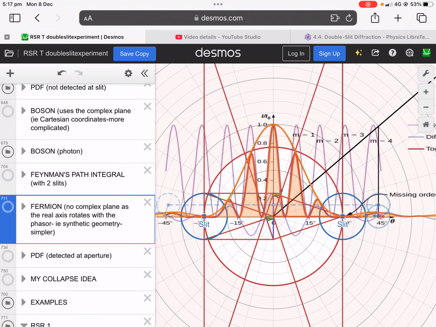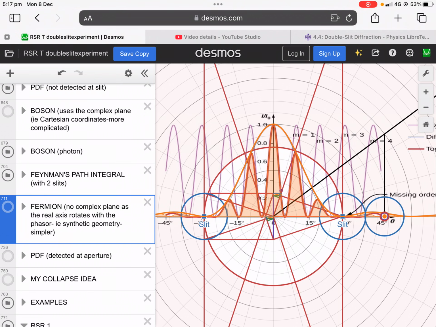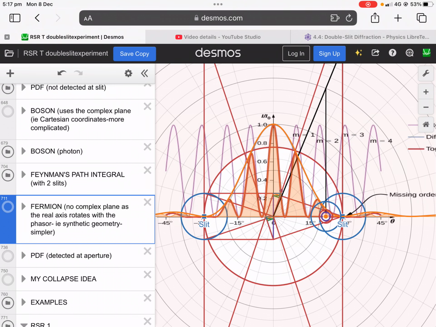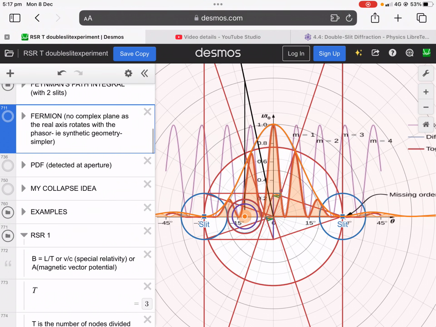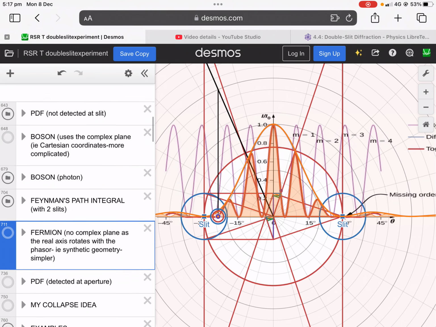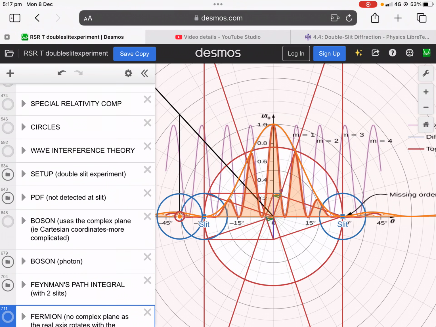And also it's cleaner indeed just to only have a path integral approach where the photon just heads out in all directions. That's a bit of a mess, isn't it?